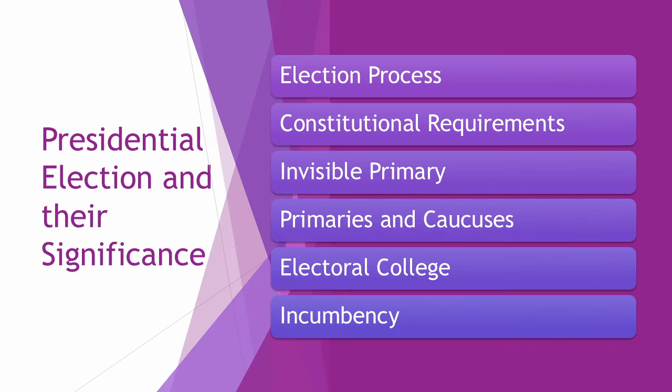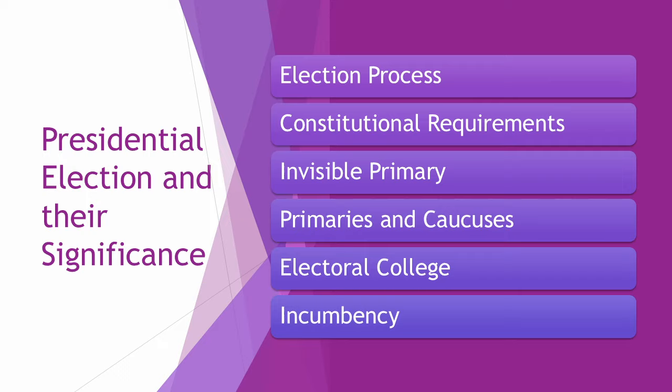The main process to elect a U.S. president is a long cycle involving party primaries and caucuses, national party conventions, a nationwide general election, and a final decision by the Electoral College. The constitutional requirements when electing a U.S. president are that the candidate must be at least 35 years old, be a natural-born citizen, and have lived in the USA for at least 14 years.